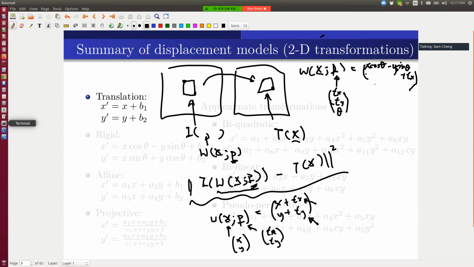And then the second one is x sine theta plus y cosine theta plus ty. And I can have all kinds of transforms. This KLT algorithm doesn't restrict what kind of model you use. It's general, whatever model, I don't care, it can be any model. Here, model means the warping model, and as long as the warping model is parameterized by some parameter P, then I know how to proceed.